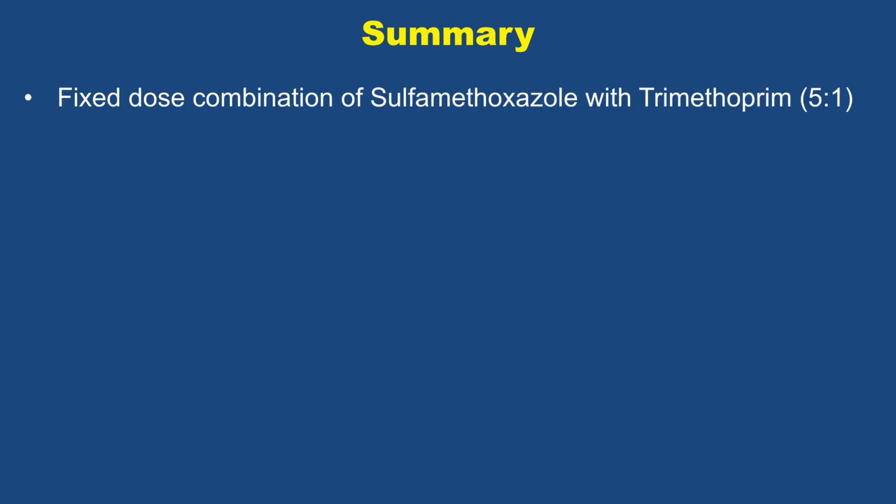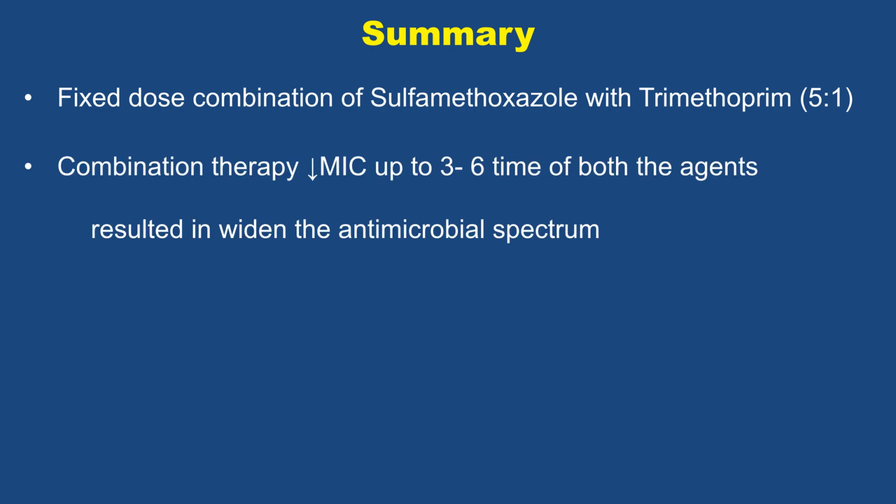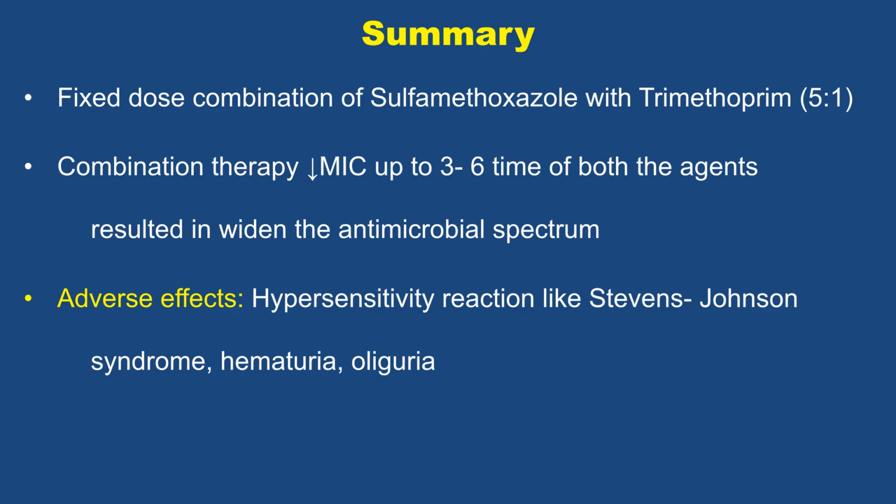So let's discuss the summary of today's lecture. Cotrimoxazole is a fixed dose combination of sulfamethoxazole with trimethoprim at a ratio of 5:1, which gives rise to a plasma concentration ratio of 20:1. This combination therapy decreases minimum inhibitory concentrations up to 3 to 6 times for both agents, resulting in an increased antimicrobial spectrum.